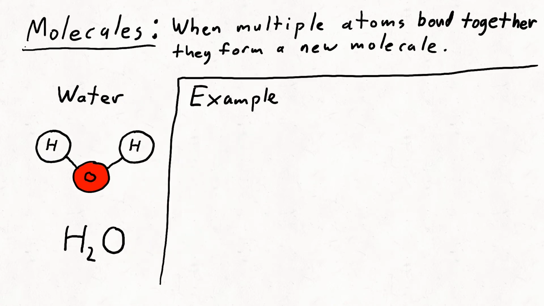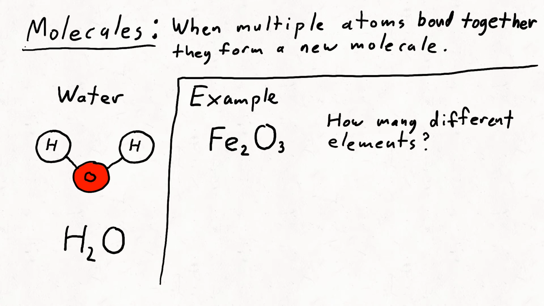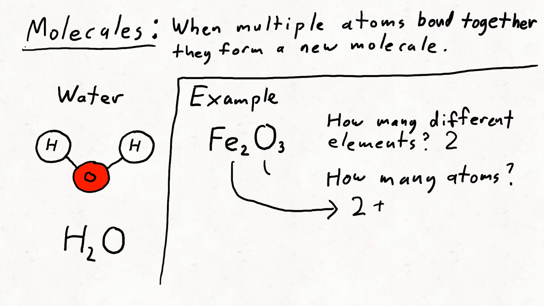As an example, let's look at capital F lowercase e subscript 2 capital O subscript 3, or Fe2O3. How many different elements are in this molecule? To find out, we can count the capital letters. In this case, the capital letters are F and O, so there are 2 different elements in the molecule. How many atoms are in the molecule? Now we need to add up all the subscripted numbers. If there are any atomic symbols that don't have a subscript, then we count that as 1. In this case, we have 2 Fe's and 3 O's, so we have a total of 5 atoms in this molecule.